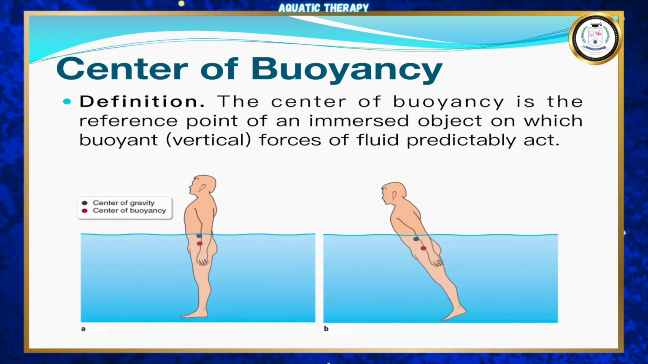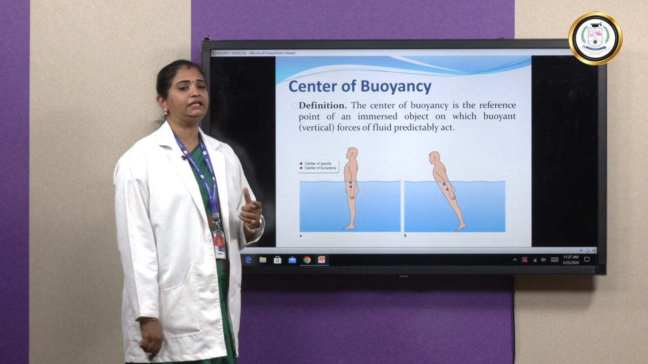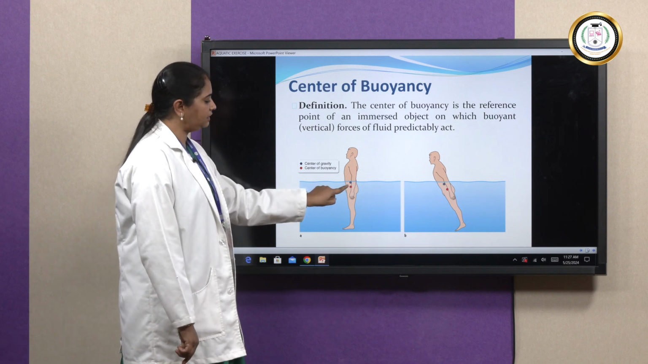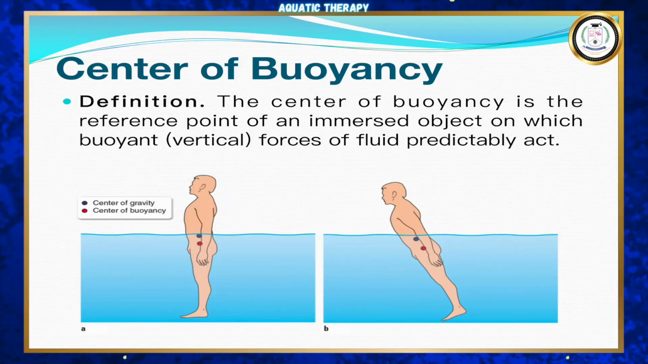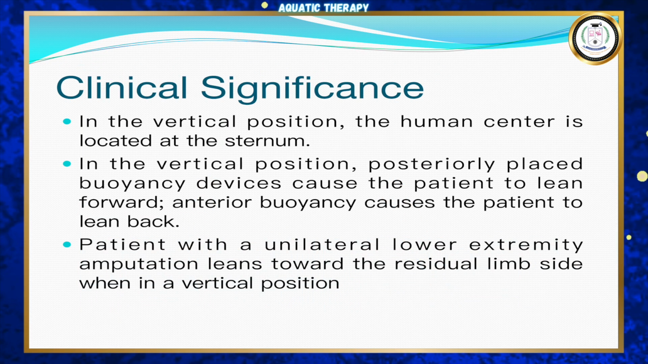Center of buoyancy. The center of buoyancy is the reference point of an immersed object on which the buoyant forces of fluid predictably act. Now you can see the red spot is the center of buoyancy in both pictures and the blue spot is the center of gravity. So with the change of the buoyancy, the body floats on the water.